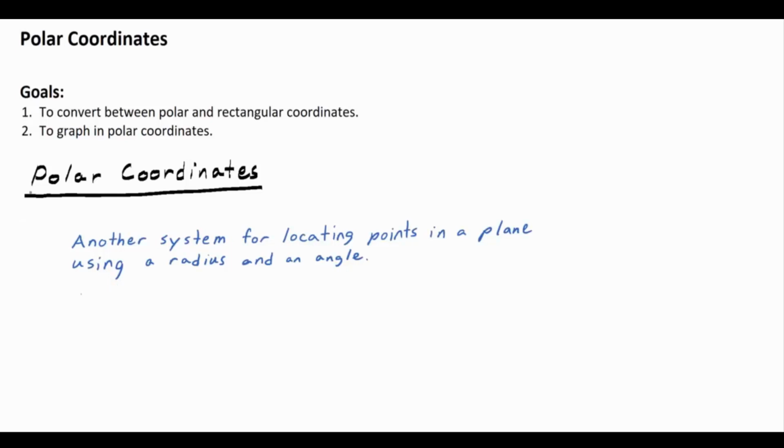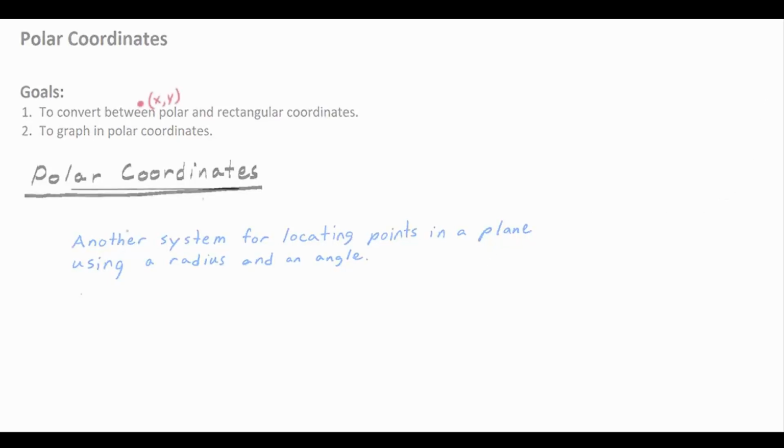It's another system for locating a point in a plane, or points, plural, in a plane, using a radius and an angle. So if you think about it, the coordinate system you're used to is called rectangular coordinates. We go left or right or up and down from the origin to locate a point, right? Here, it's going to be a little different.